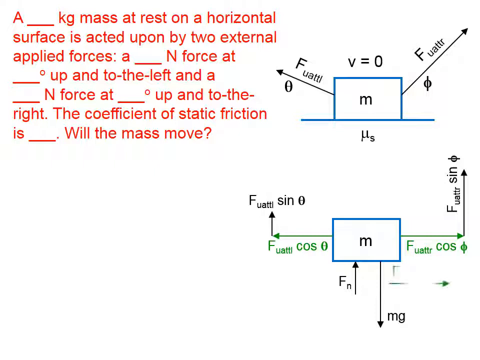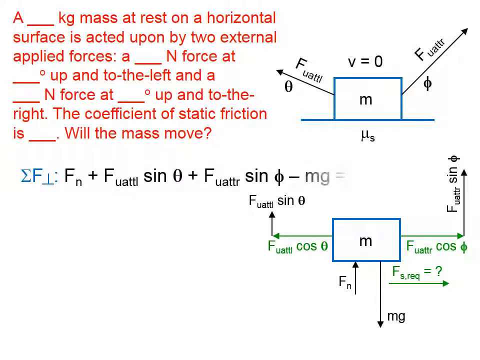Now we also have static friction. We don't know which way static friction acts, because it's going to depend on the relative magnitude of this leftward pointing green arrow compared to this rightward pointing green arrow. In short, the friction force is going to help the smaller of those two. So let's just pick a direction for the static friction force and go from there.